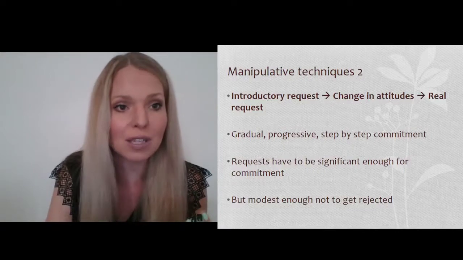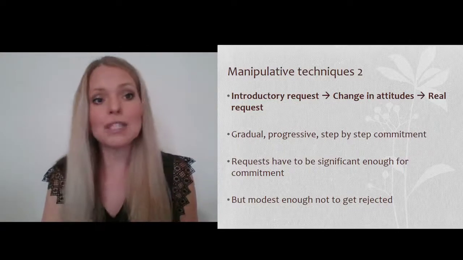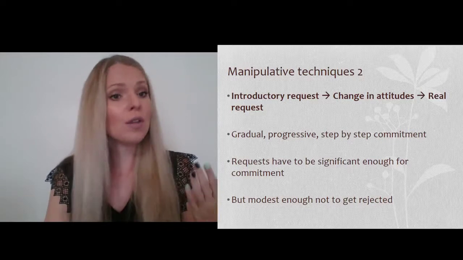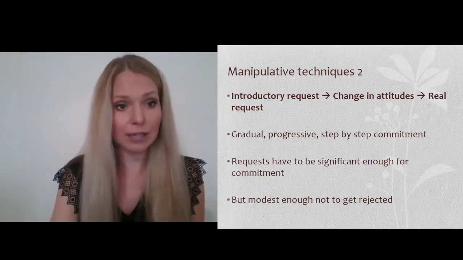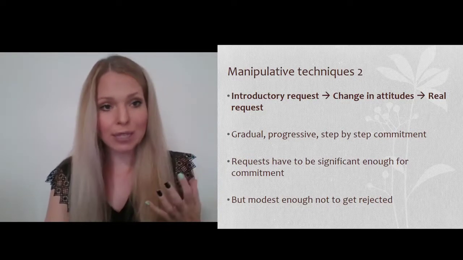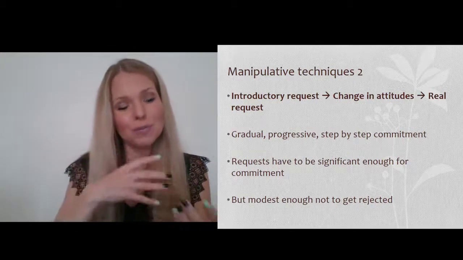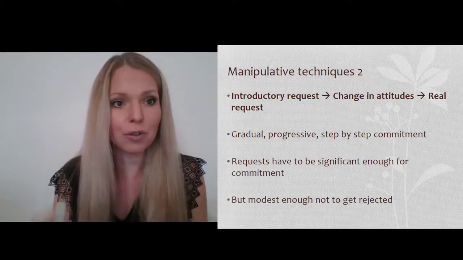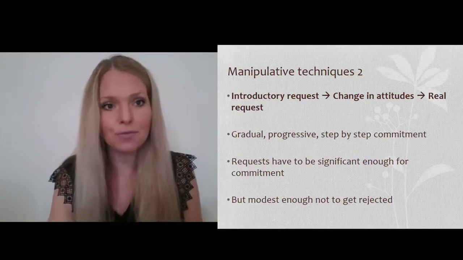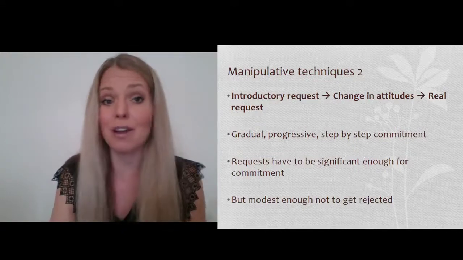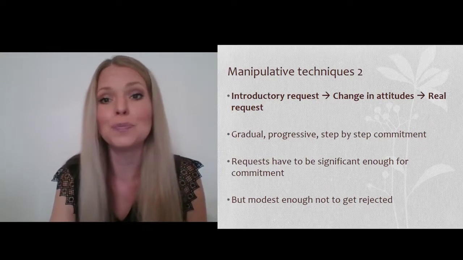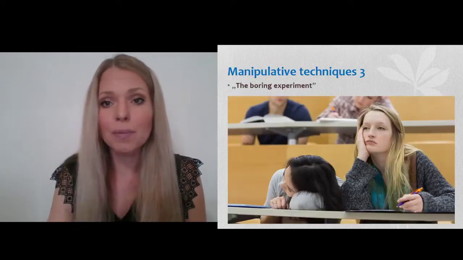Okay, so a dog is not insignificant. Signing a petition, giving your name and your address and personal data is not insignificant. So it has to be modest, not big enough to be rejected, of course, but not small enough to be dealt with. So it's very important that it's very well thought out. Works every time if the other person is gettable. Very good.